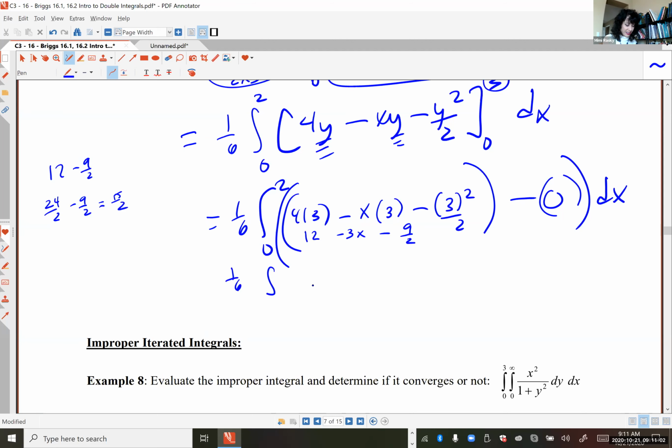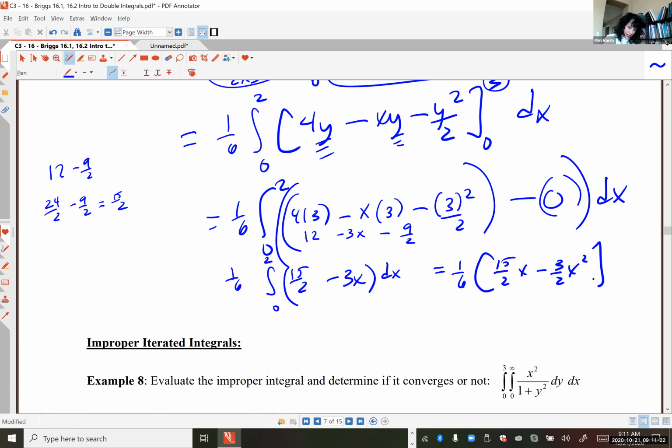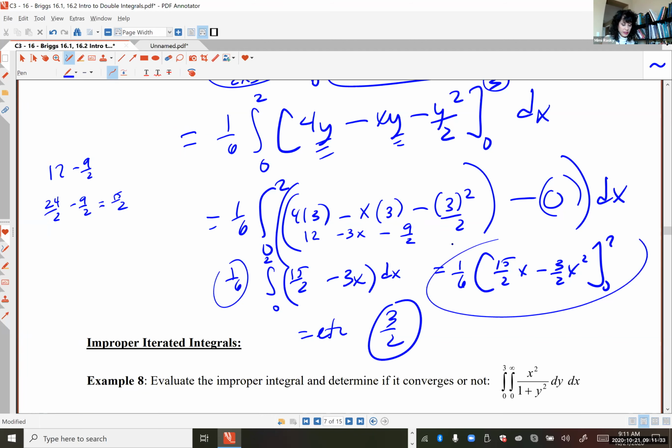So I'm just going to collect those constants before I integrate with respect to x. You don't have to, but it's up to you. You'll have to do it at the end anyways. Okay, so this is an easy calculus 1 problem at this point in time. So I'm going to have 1/6 times 15 halves x minus 3 halves x squared, and I'll evaluate going from 0 to 2. And so then I'm just going to say, etc. You know how to plug all this in. I get an average value of 3 halves for the function, and I'm done. After I multiply by 1/6, and we're done.